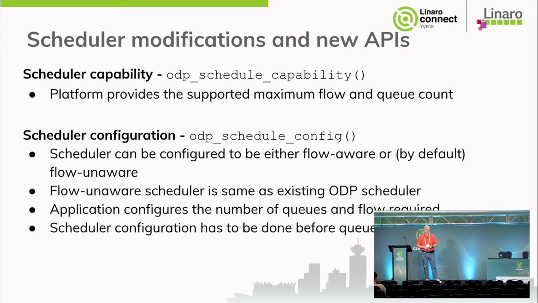The scheduler modifications for these new APIs are, first of all, we've added an ODP schedule capability API, which allows the application to discover that, yes, we do support flow aware mode and what the maximum number of flows and the maximum queue count are, and things like that. There's now an ODP schedule config API, which allows the scheduler to be configured to enter flow aware mode, or conversely, by default be flow unaware.